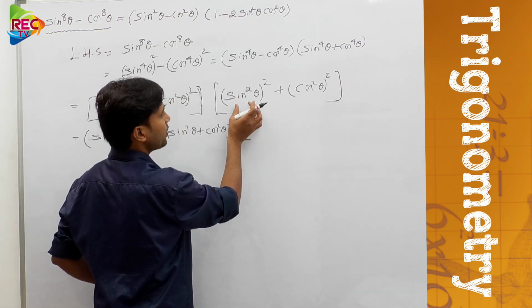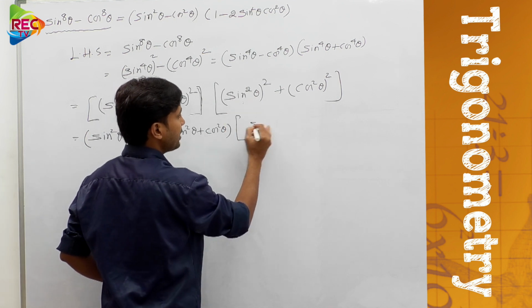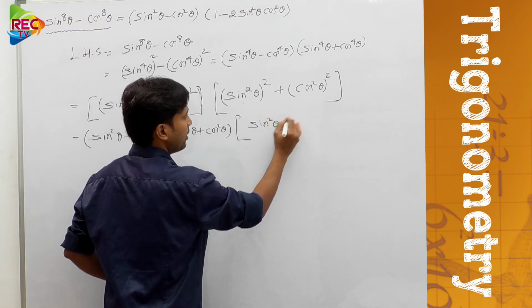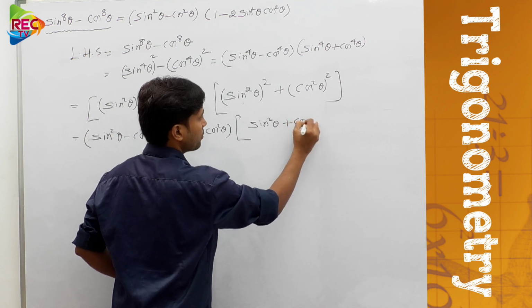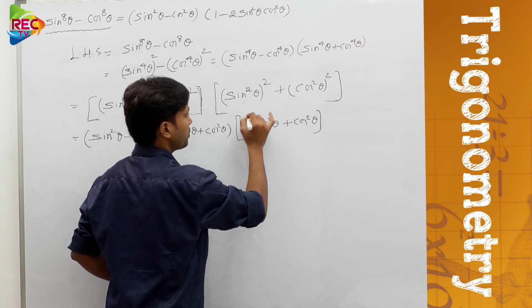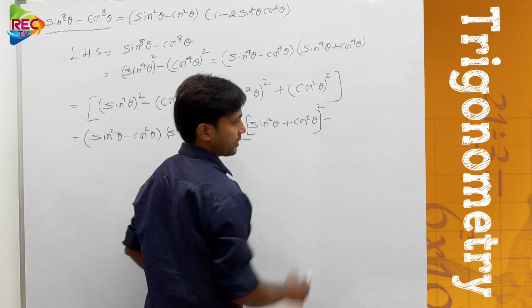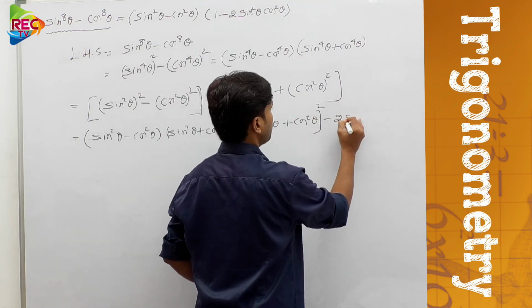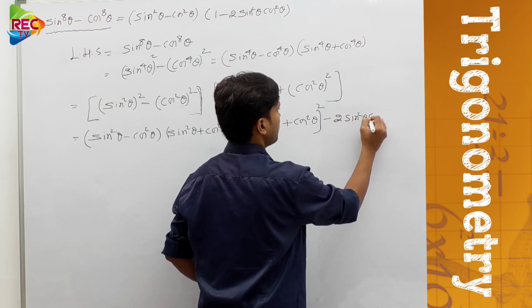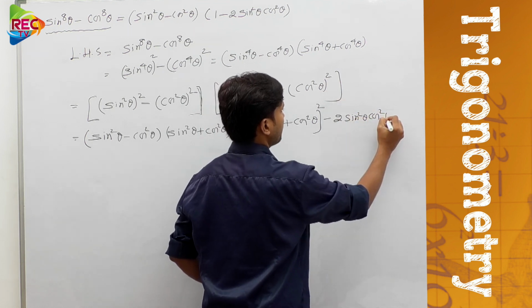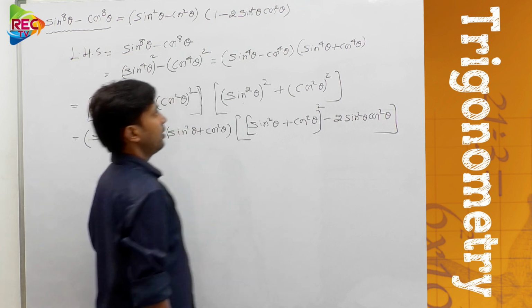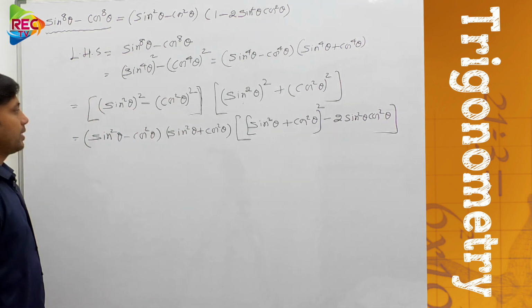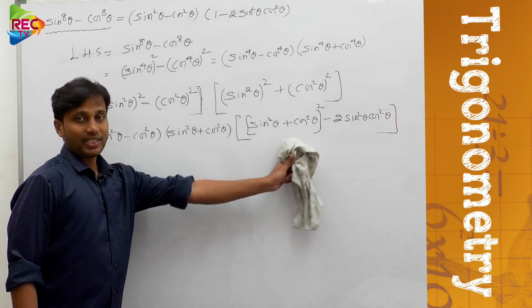What is (a plus b) whole square? Here a is sin square theta and b is cos square theta, to that whole square, minus 2ab. What is 2ab? 2 sin square theta cos square theta. Okay, this is what you can do, the expansion like this.